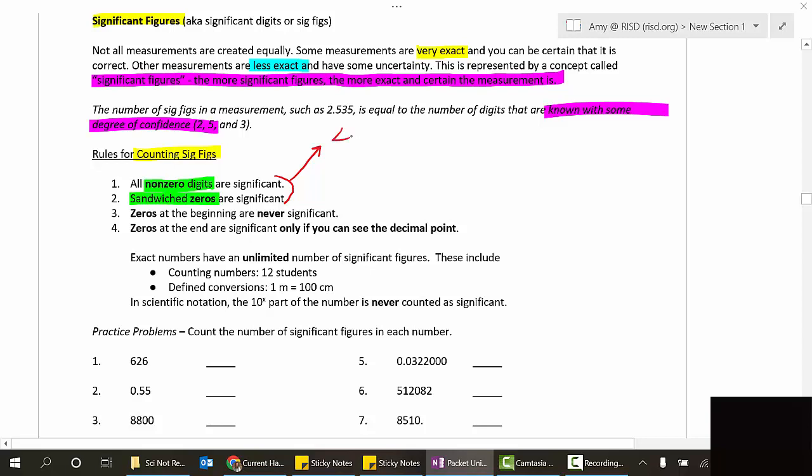So let's look at the number 402. All right. So rule number 1 says that the non-zero digits are valid and significant. So that's the 4 and the 2. Rule number 2 says sandwiched zeros are significant. That zero right there is an example of a sandwiched zero. So what we see here is that all of these digits are significant. So we would say 3 sig figs. 3 would be our answer for counting the number of sig figs in that number.